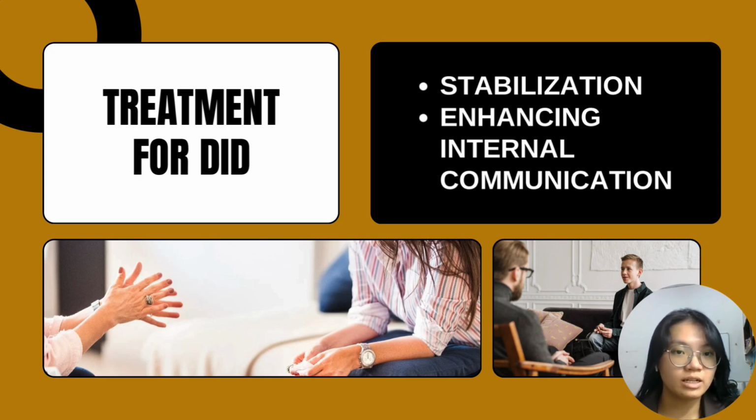So how do we treat it? By ISSTD in 2011, there is a three-phase treatment model. The first is stabilization, focusing on creating a safe environment and teaching coping strategies to manage dissociative episodes. The second is trauma processing, which includes therapies like EMDR or trauma-focused CBT to help process and integrate traumatic memories. Third is integration and rehabilitation, focusing on harmonizing identities and fostering cooperation among alters for functional daily life.